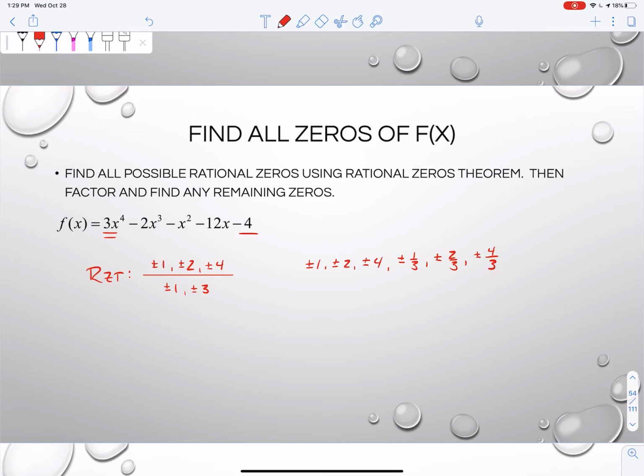Okay, these here are 12 possible rational zeros of this particular function, because we have the plus and minus for each one. Now, we're not going to go through and actually factor this one right now. We're getting to that here in a little bit. But these are all the possible zeros that we can test.